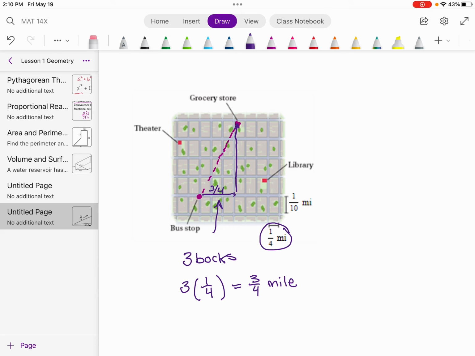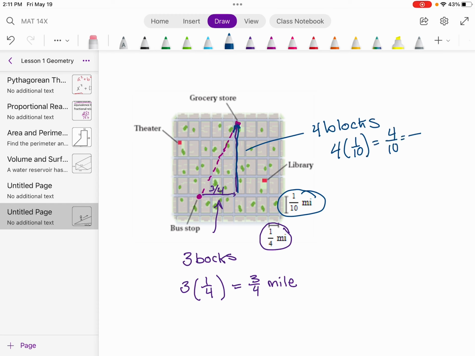And then if I look at the other path, the distance walked north, we said there were 4 blocks going north. But those blocks were 1/10 mile. So 4 times 1/10 would tell me that that distance was 4/10 or 2/5 mile.